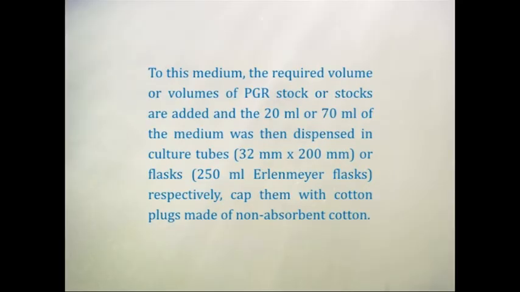To this medium, the required volume or volumes of plant growth regulator stock or stocks are added and the 20 ml or 70 ml of the medium is then dispensed in culture tubes of the size 32 into 200 mm or flask of 250 ml Erlenmeyer flask respectively. Keep them with cotton plugs made of non-absorbent cotton.